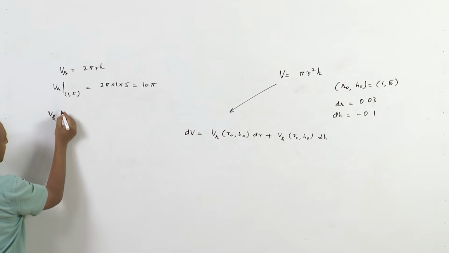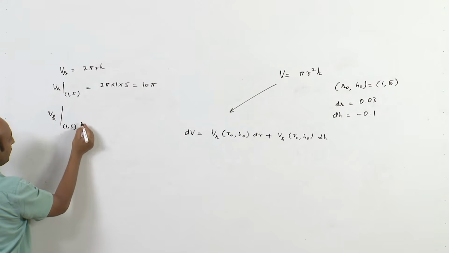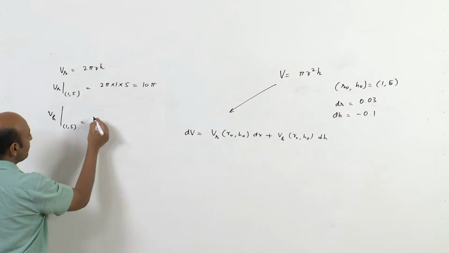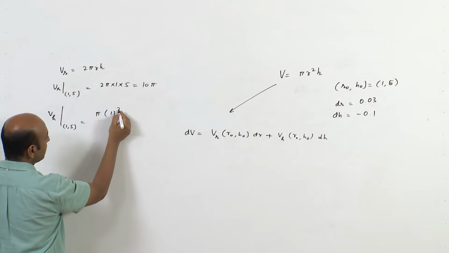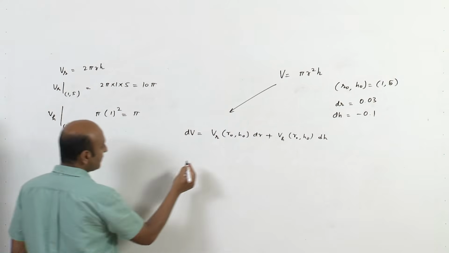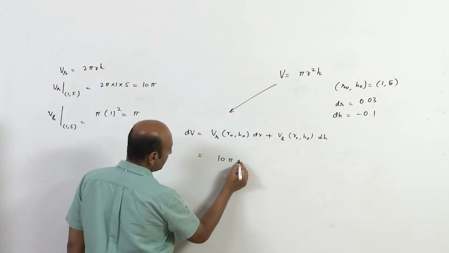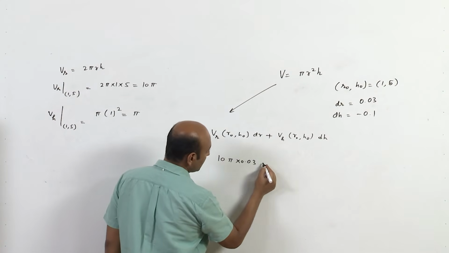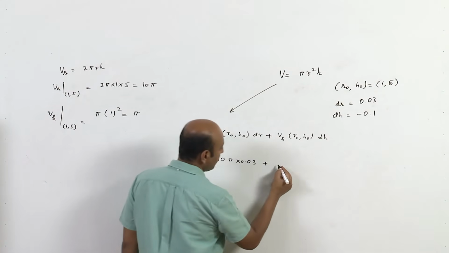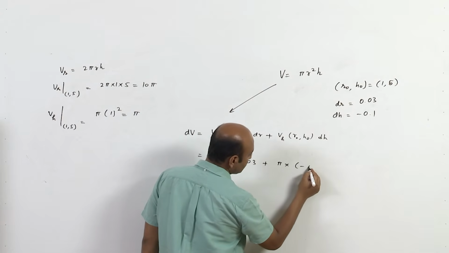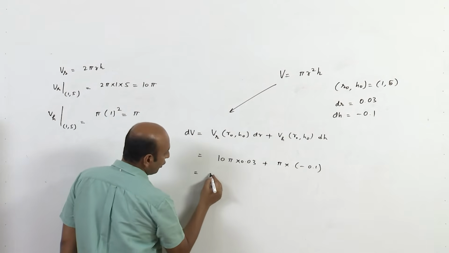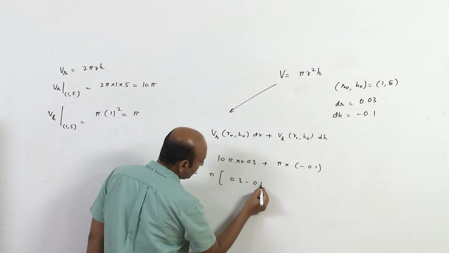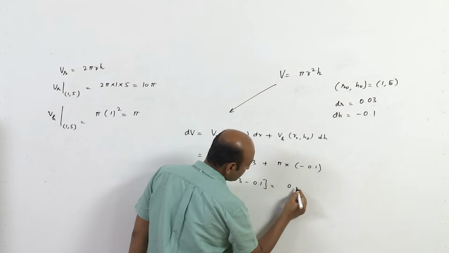Again Vh at (1, 5) will be, what is Vh? Vh will be pi r square. So, pi into r square, r is 1, so that is pi. So, this will be 10 pi into dr, which is 0.03, plus Vh, which is pi into this, minus 0.1. You take pi common, so this is 0.3 minus 0.1, which is 0.2, so it is 0.2 pi.